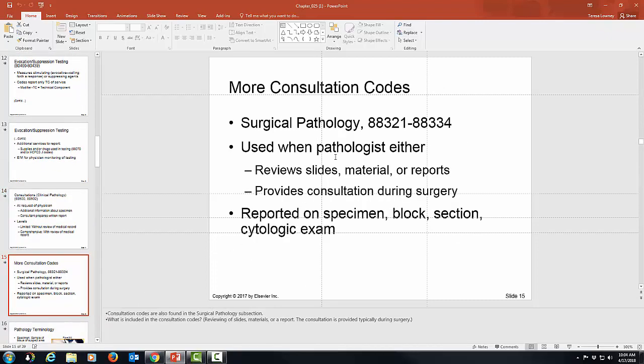There are more consultation codes in the surgical pathology section. But with CMS, you need to be careful because CMS has very strict rules about bundling these. Often they will have you report 88329 for the initial pathology consultation during a surgery, and will bundle into that 88331 and 88332 for the first and any subsequent frozen block. So you need to pay attention to those when you're coding them.